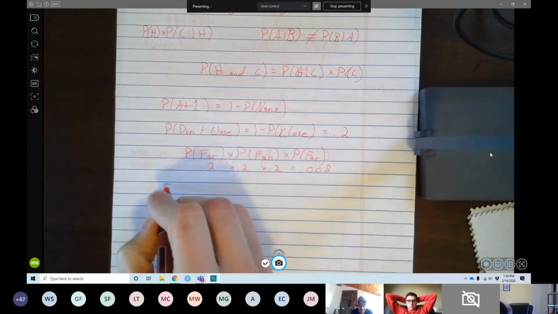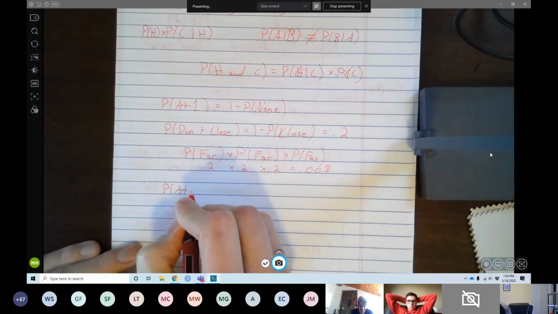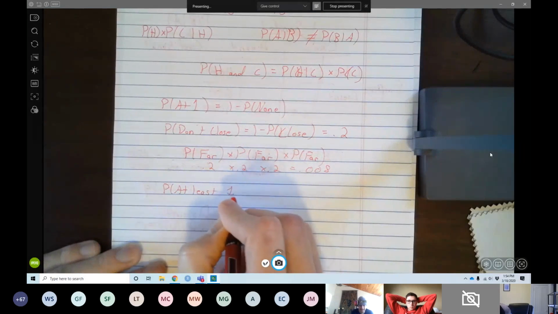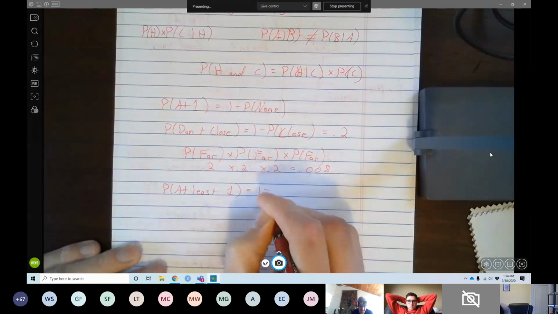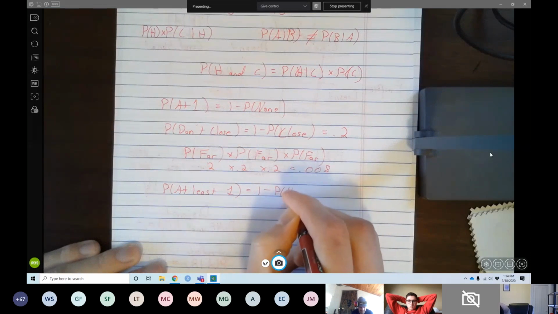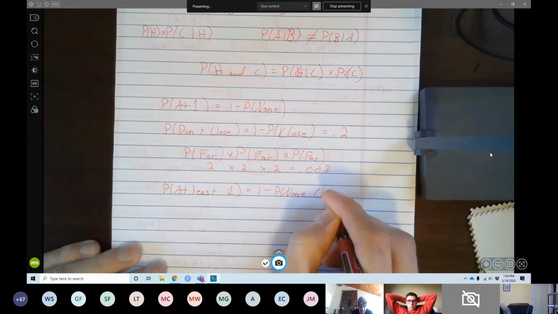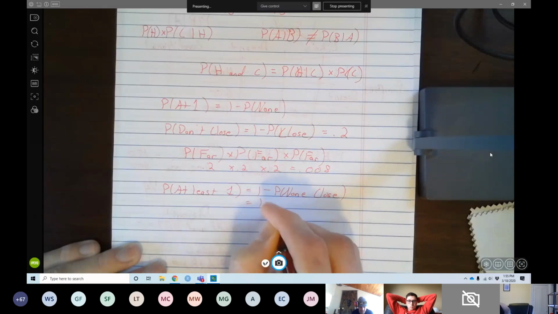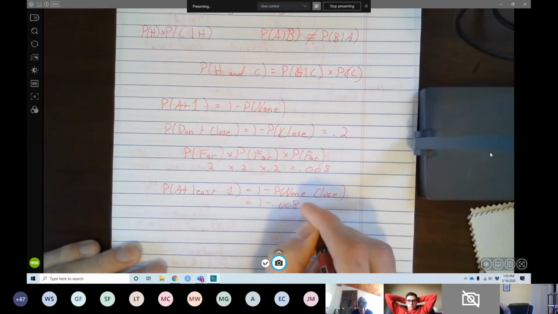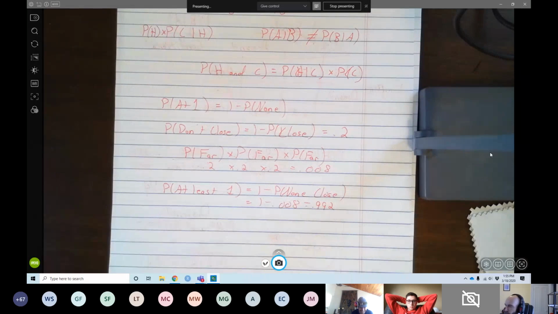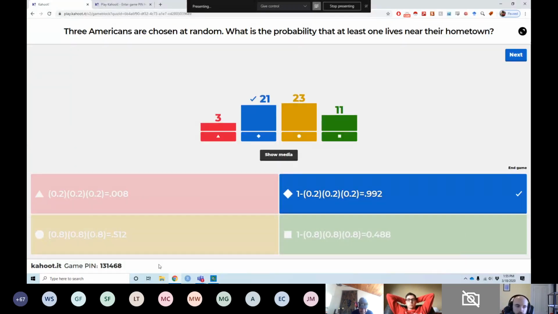So we want at least one. That's going to be 1 minus the probability that none of them are close, which we found to be 0.008, which will give us 0.992. So for those of you who put the yellow option, that's the probability that all three of them live close to home, because it's an 80% chance the first person does, times an 80% chance the second person does, times an 80% chance the third person does.